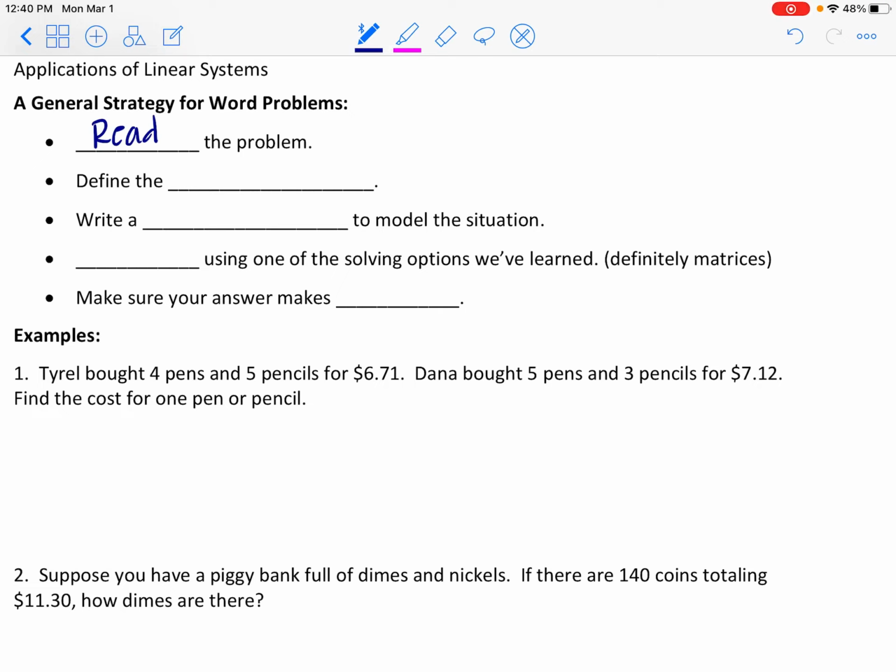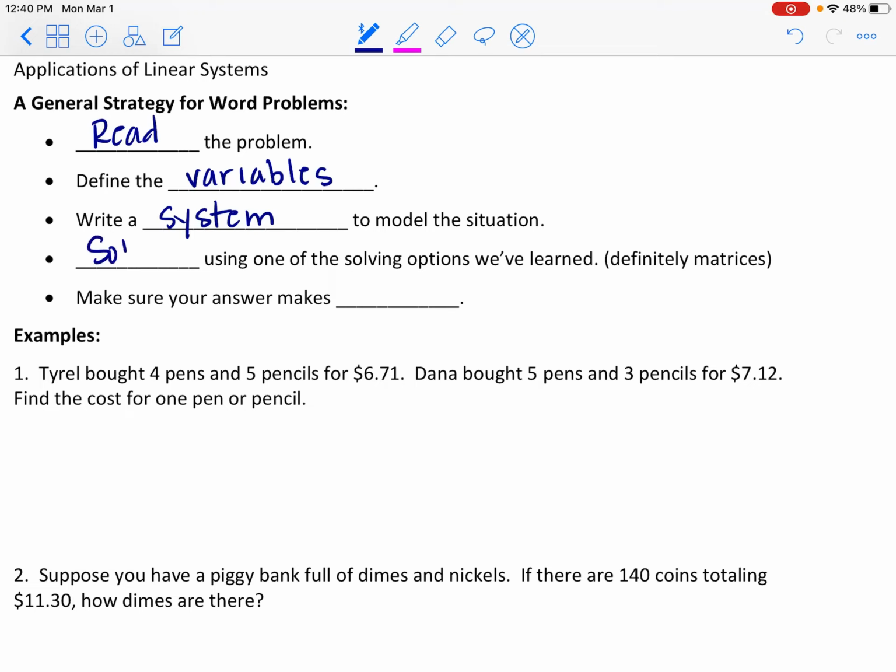After you've read the problem, use what it's asking you to find to define your variables. In this case, we're defining variables because we're looking at a system. What are the two things that we are looking for the values of? Then we're going to try to write a system that models the information that we're given. That's the hard part, because we can write any system we want and solve it, but if we have written the incorrect system, it doesn't matter if we solve correctly. So we have to be really careful with that step.